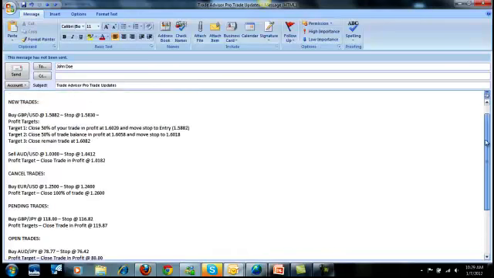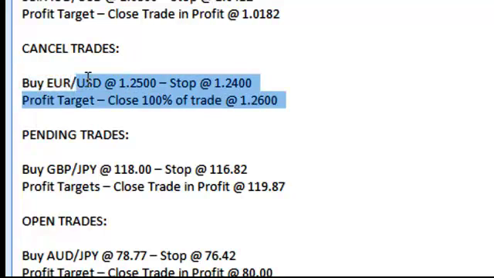Now, new trades. These are new trades that we are just sending out. This is the first email that these trades have come up. And these are the trades that you need to take the information we're giving you here and enter into your software. Okay? Now, cancel trades. These are trades that we already sent you. You've already entered them into your trading platform, into your trading software. And now we're deciding that we don't want to get into that trade, and so we're going to cancel the order before it ever takes place.